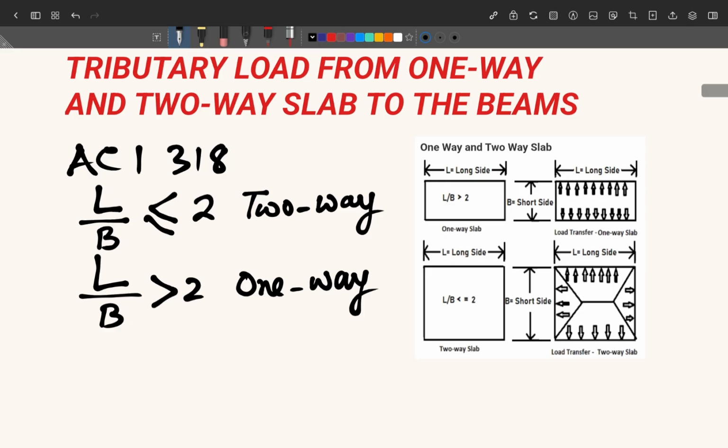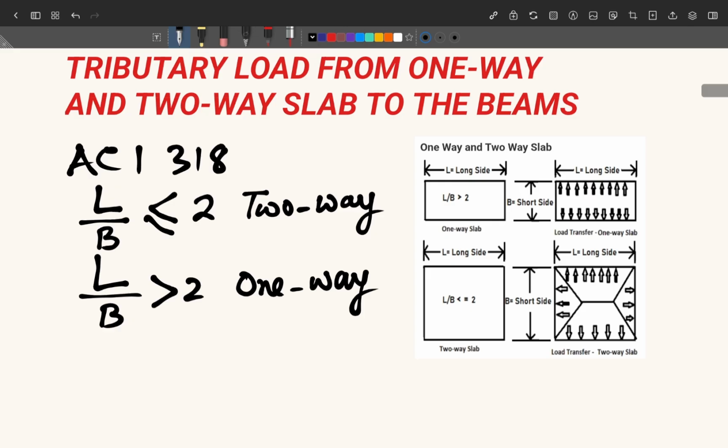Now, what is one-way? One-way means the load will be transferring only on the beams in one side. That means only on two beams the load will go. And in the case of one-way slab, the load goes only on the long sides. That means the bending is only about one axis. But in the case of two-way slab, the bending takes place about both the axes, so it is biaxial bending of the slab.